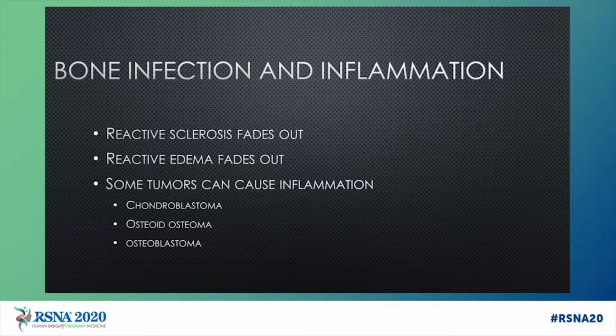So, bone infection and inflammation: look for reactive sclerosis fading out on plain films and CT scan. Also look for reactive edema fading out on MRI. Remember that some tumors cause an inflammatory reaction, such as chondroblastoma, osteoid osteoma, and osteoblastoma.